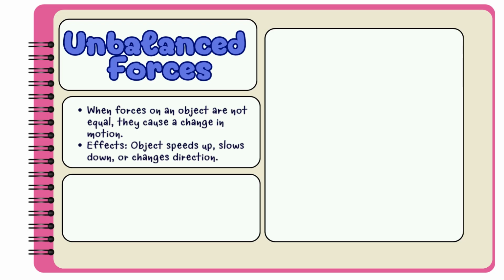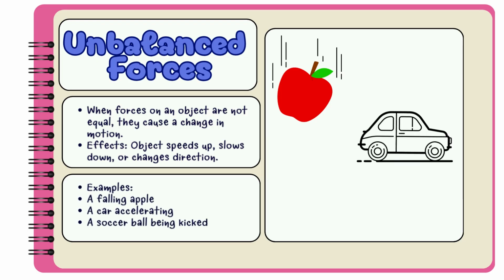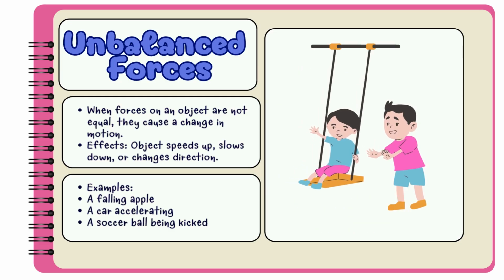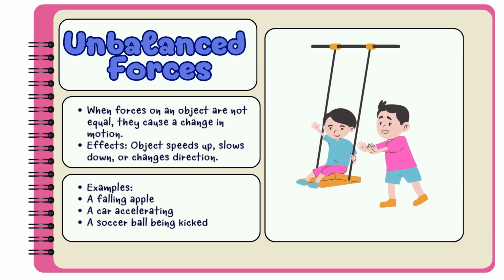The effects include speeding up, slowing down, or changing direction. We can use examples like a falling apple, a car accelerating, or a soccer ball being kicked to illustrate this. You can see the girl on a swing. When someone pushes her, that push is an unbalanced force.